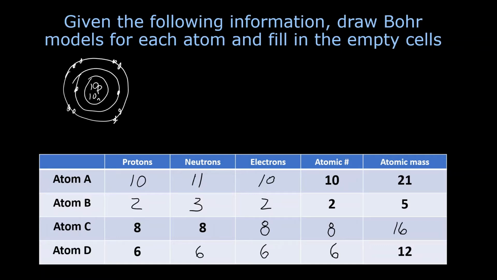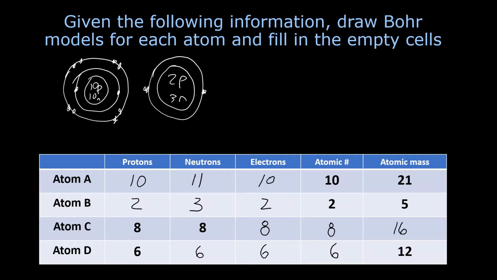Something like that. And you're done with atom A. Atom B looks like a tiny one. 2 protons, so we put 2p and 3n in this case. We derived that. There's going to be 2 electrons, and that's going to fill up that first shell, and we're done with that one.